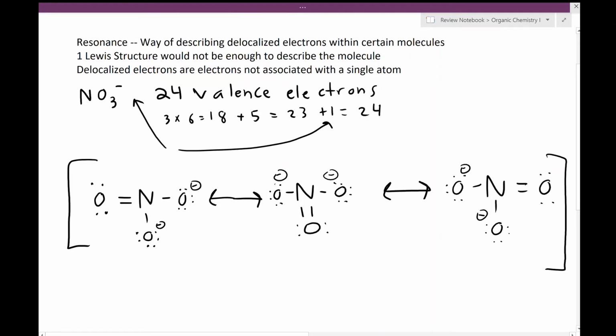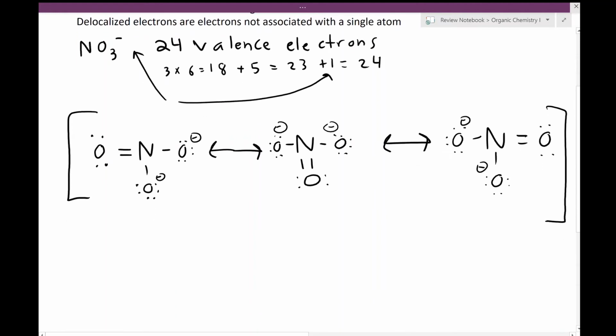So now let's talk about arrows. We use curved arrows, from tail to head, to show electron movement. So just a couple rules. One, we don't show single bonds as delocalized.